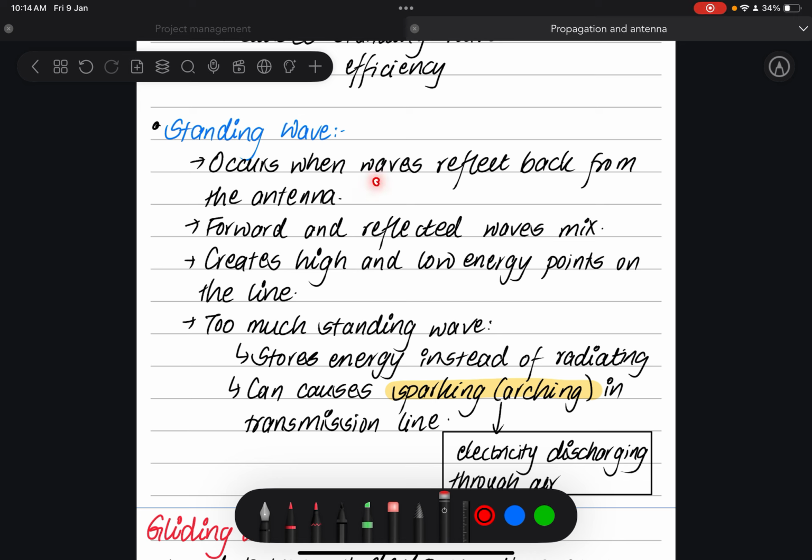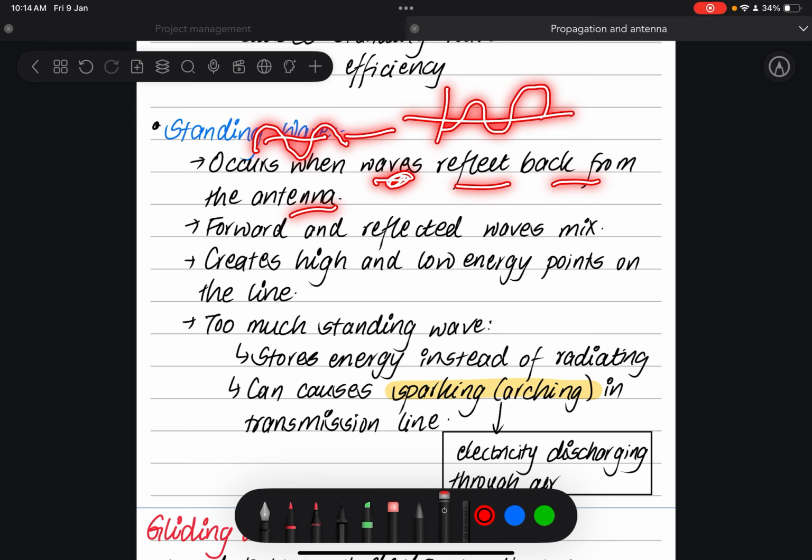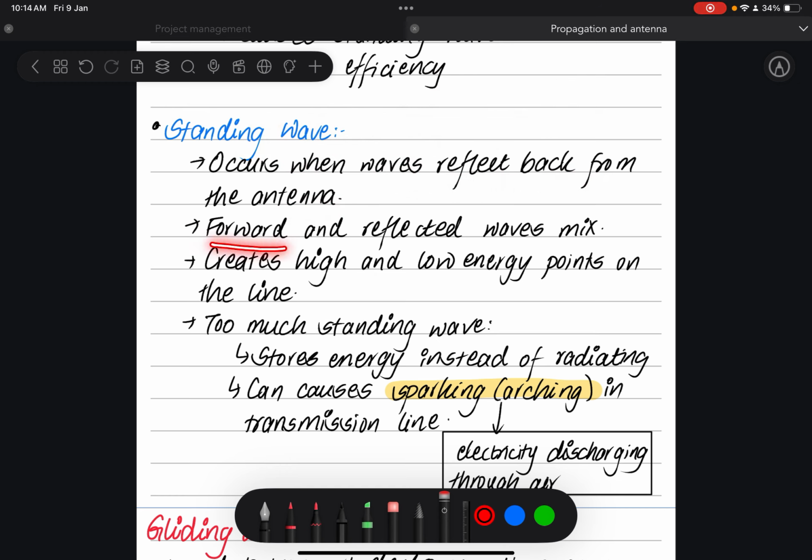Standing wave occurs when waves reflect back from the antenna. There is a transmission line and there is an antenna, and when the transmission line transmits the wave and it gets reflected back, a standing wave is formed. How? When forward and reflected waves mix. You can search for standing wave in a rope on YouTube, and you'll see a beautiful lecture where you can clearly visualize what a standing wave is. There are two people vibrating the rope together, and you can see the standing wave forming there.